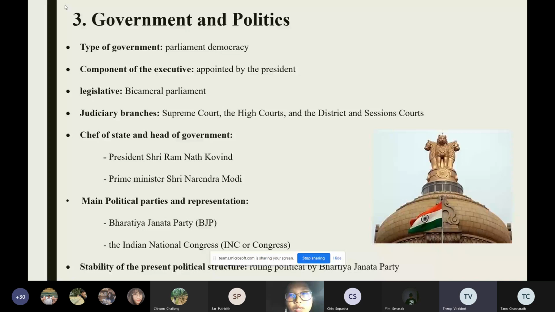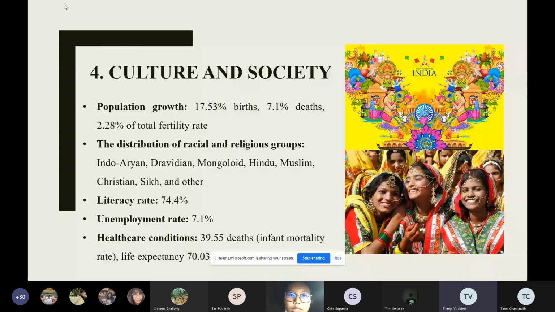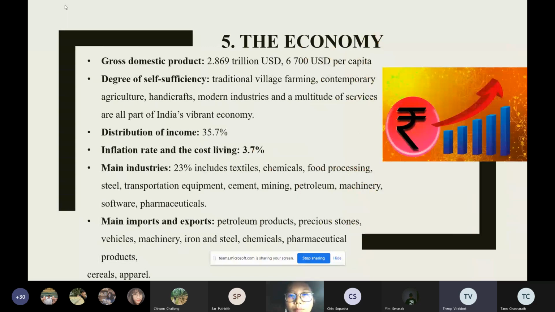Now let's talk about our culture and society. This information is from the CIA and is a 2020 estimation. We have the population growth data, the distribution of racial and religious groups, literacy rate, unemployment rate, and healthcare conditions, as mentioned on the slide. Now let's talk about our economy. Our gross domestic product is around 3,000 trillion US dollars, and our self-sufficiency includes traditional village farming, handicrafts, and so on. It has 35.7% distribution of income, 3.7% inflation rate and cost of living, and 23% for the main industry. The imports and exports are already mentioned on the slide.